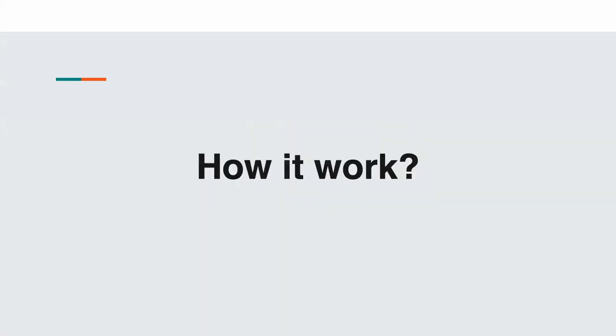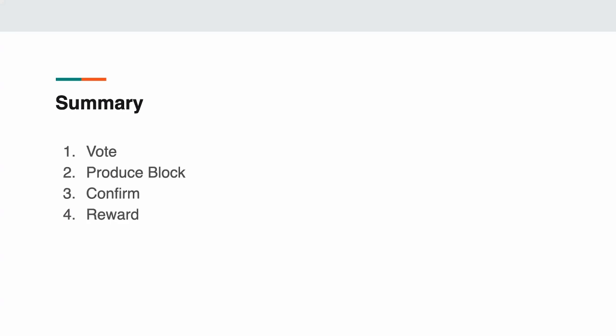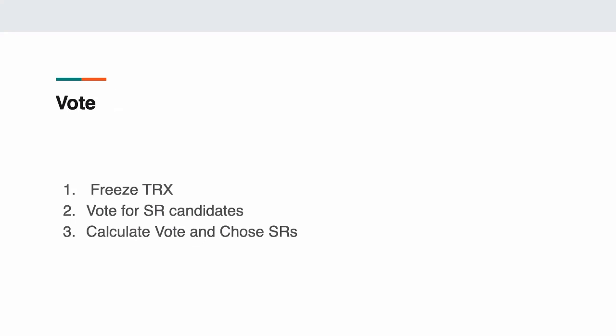So let's get started with how it works. I will give you a basic summary of how the TRON consensus works. Basically, it has 4 stages. The first one is vote: people need to vote for candidates. The second is that we need to produce blocks. The third step is that when they finish a block, we need to confirm this block. The last one is the reward. Users can get a reward, the witness can get a reward, the SR can get a reward. Everybody happy, right? Okay, so let's get started with the first stage, vote.